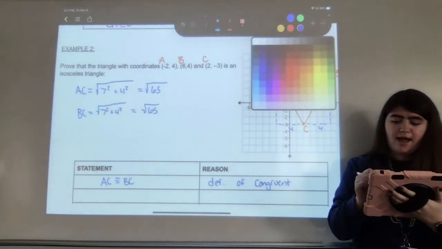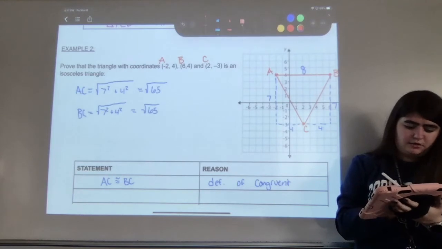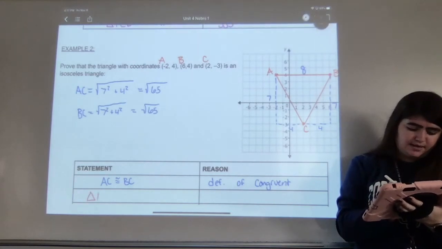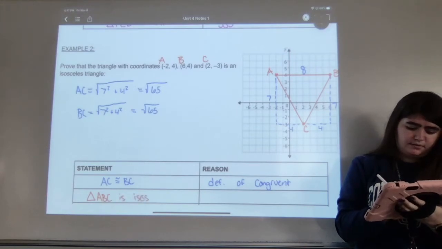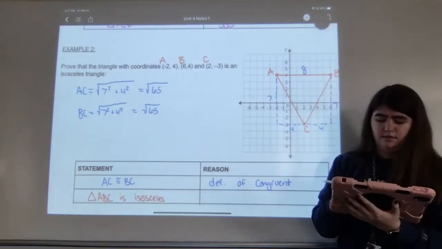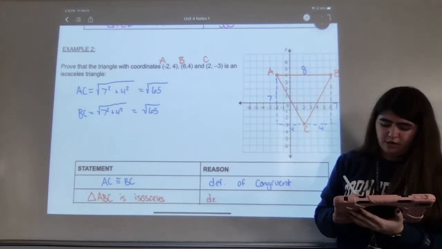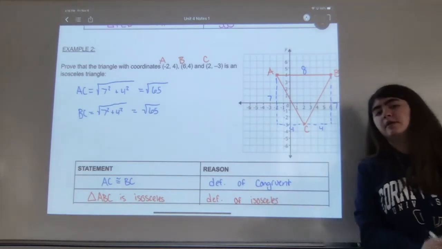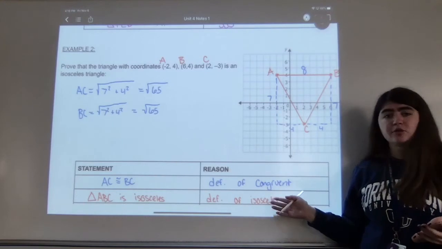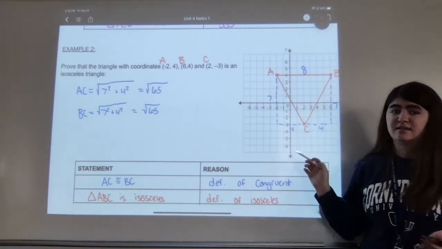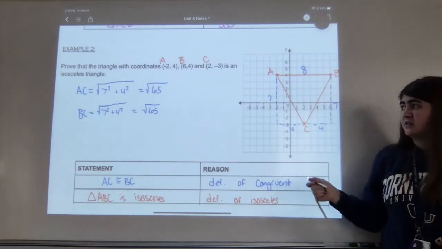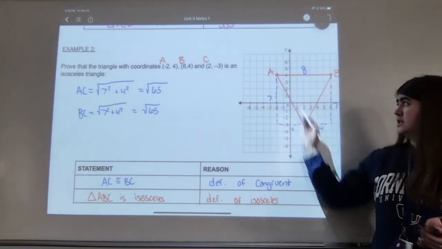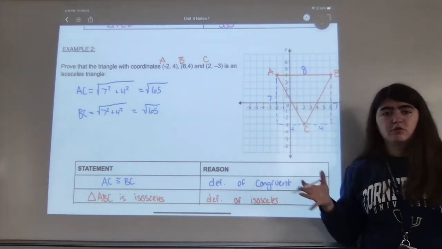prove that I have that triangle ABC is isosceles by the definition of isosceles. Because we're not trying to prove what an isosceles triangle is, we're just trying to prove that this is an isosceles triangle. And it is, because we have two congruent segments, so just two congruent sides.